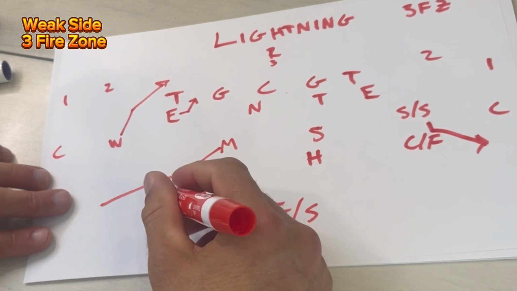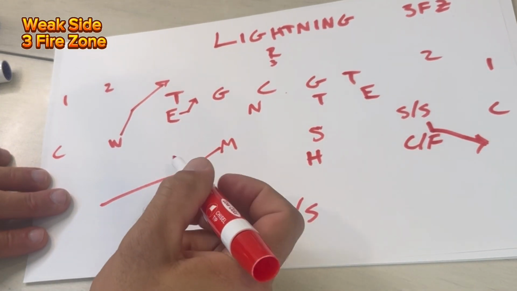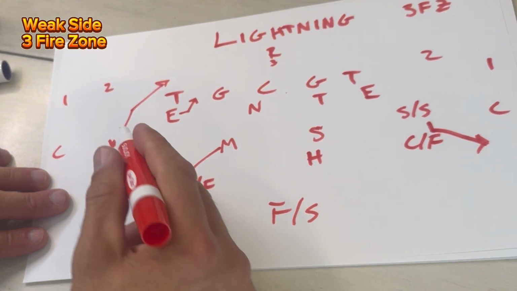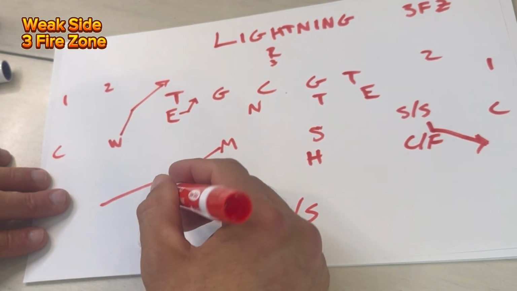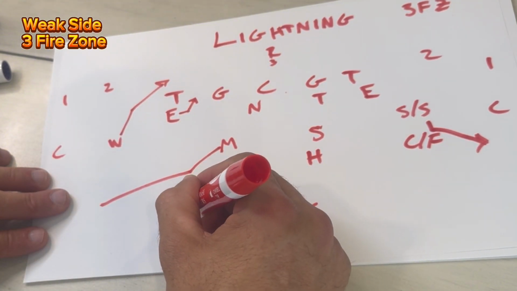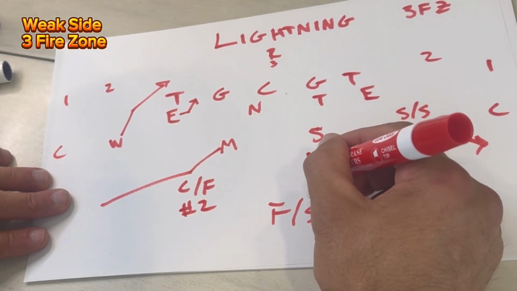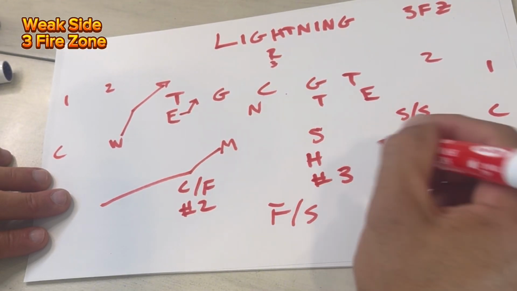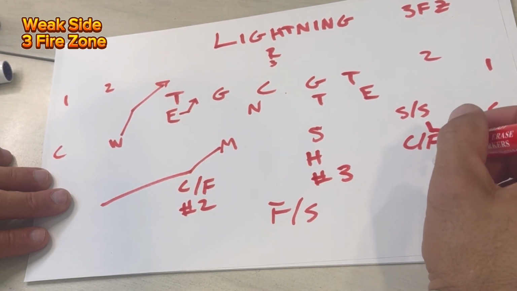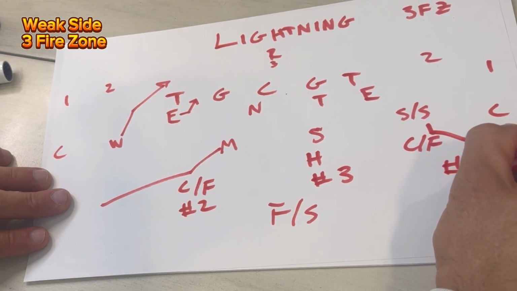Okay, so again, curl flat goes to the Mike on the weak side, where the Will just left because he vacated. Now the Mike's going to take that responsibility over, so he's curl flat off of number 2. Sam is now the hook off of number 3. And the strong safety is the curl flat off of number 2 on this side.